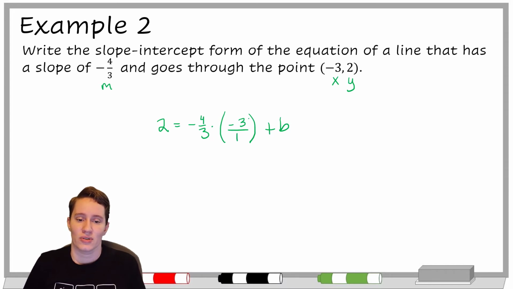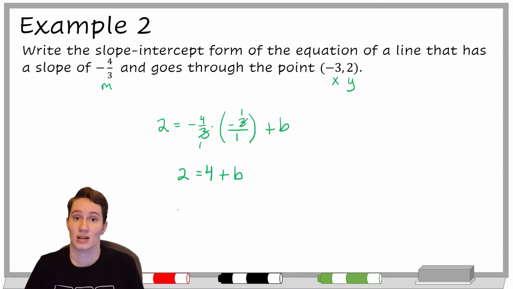When I do -4/3 times -3 over 1, I can cancel out these 3's. It doesn't cancel out the negative. It would make this basically be -4 over 1 times -1 over 1. And so a negative times a negative gives you a positive 4. And then we just need to finish this by subtracting 4 over so that we figure out what b is.